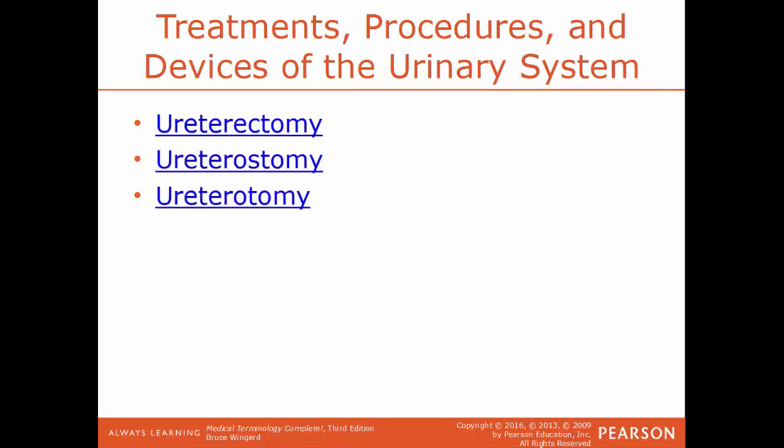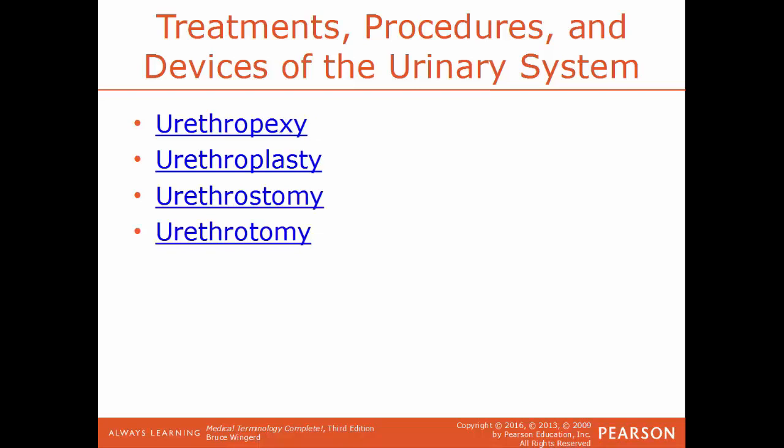Ureterectomy, the surgical removal of a ureter. Ureterostomy is the creation of a new opening within the ureter. And to do that, you need to cut into the ureter, and that process is called ureterotomy. Urethropexy is the surgical fixation of the urethra. This is done usually to help alleviate incontinence.